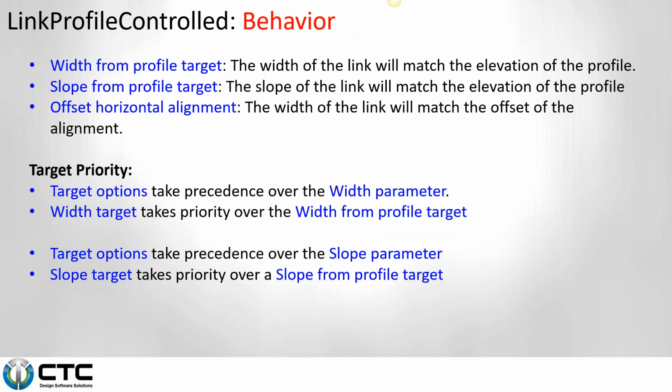I can assign in the input parameters a width, I can assign a slope. I can then go into the targeting capabilities and target the horizontal distance to an alignment or to a polyline, or I could actually target the horizontal based off of a profile view, and then I could do the same thing for the slope.